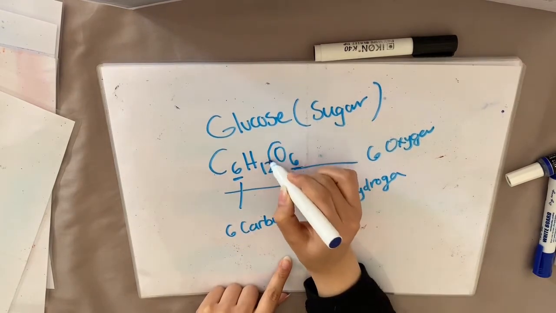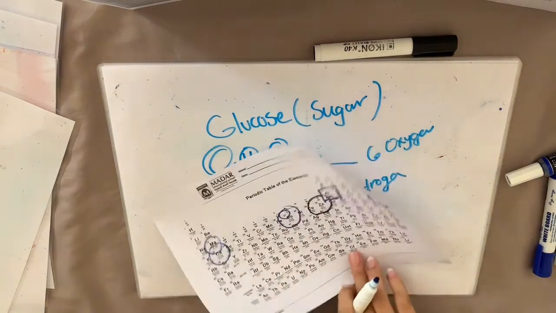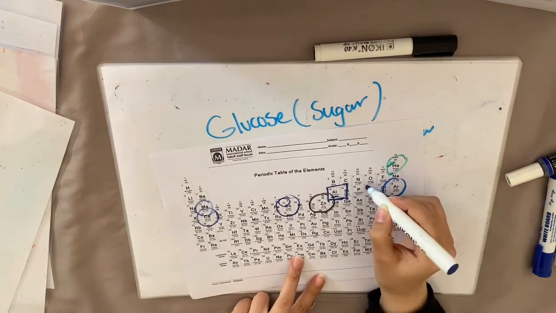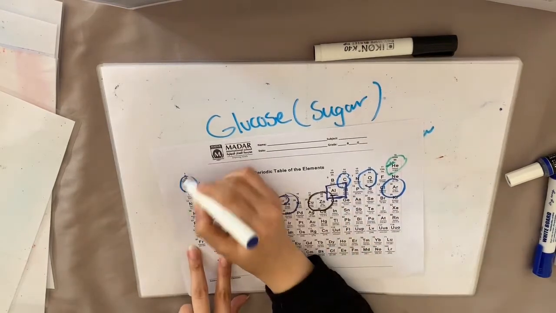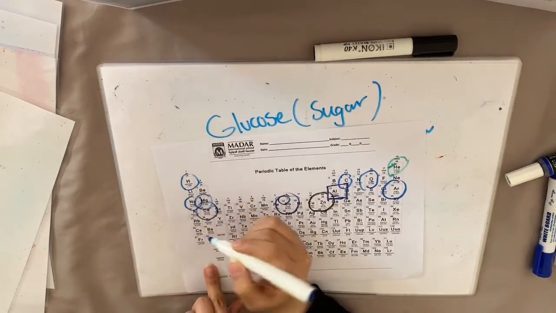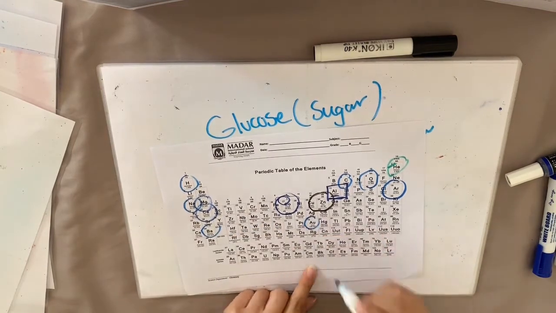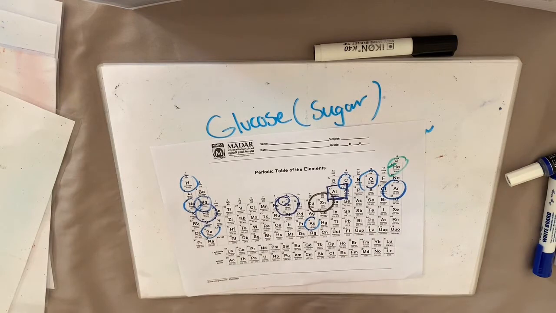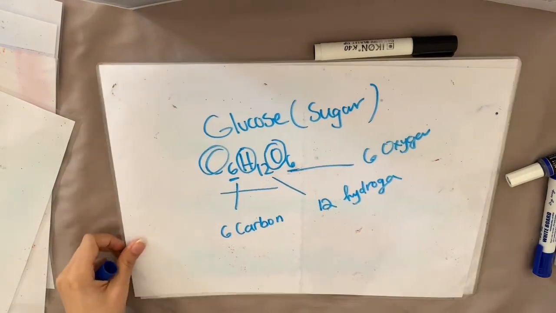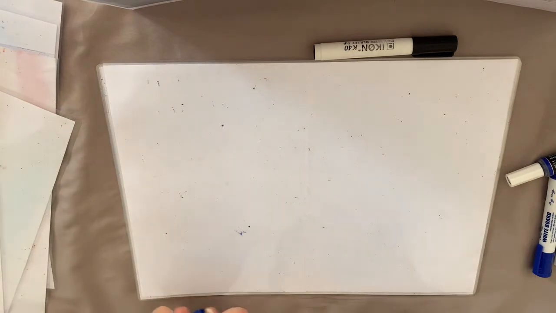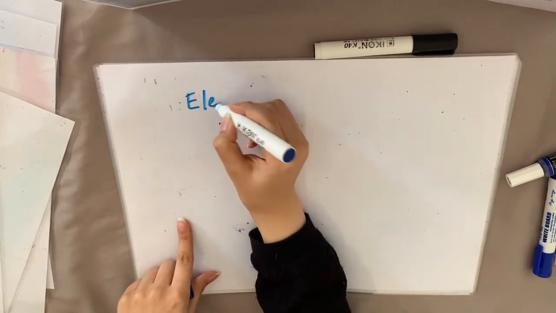And we already know the symbols. We can find them very easily in the periodic table. For example, oxygen, O, carbon, C, hydrogen, H, sodium, Na, barium, Ba, what else? Gold, Au. You can find them very easily with the periodic table. Okay, so to conclude our lesson, we are going to see the difference between elements and compounds.